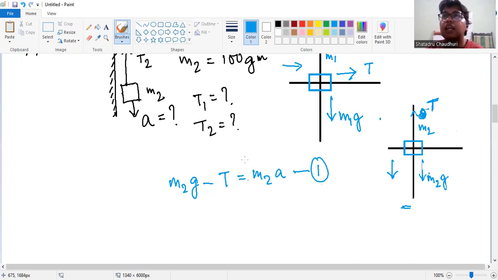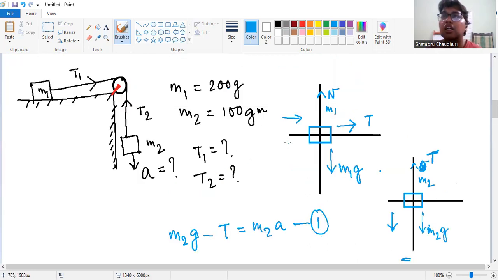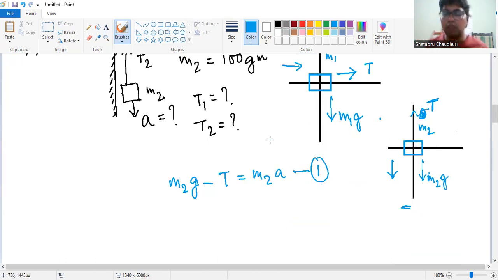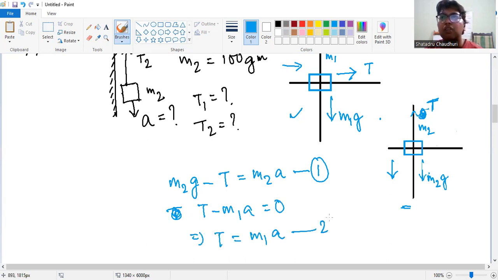And in the second part में हम लोगों को क्या दिखता है कि now the system is moving along this direction. So T is equals to M1 into A. So from this free body diagram, हम लोगों को क्या मिल रहा है कि T minus M1A equal to 0, which implies that T equals to M1 into A. So this is equation number 2.